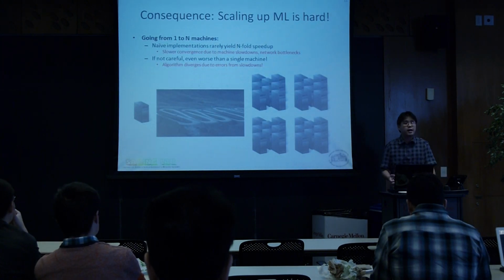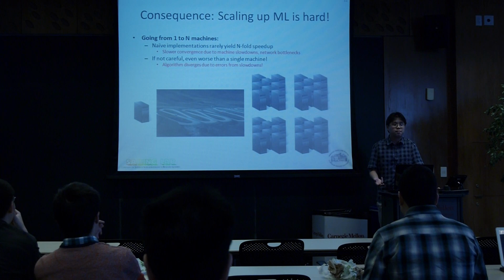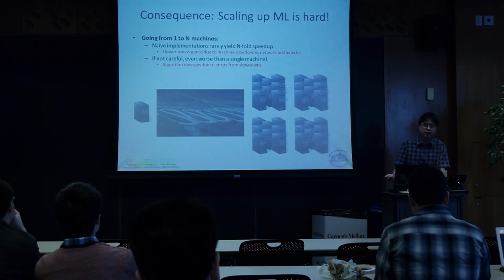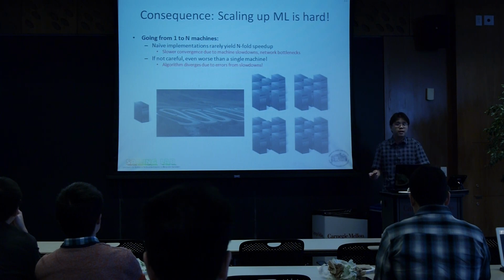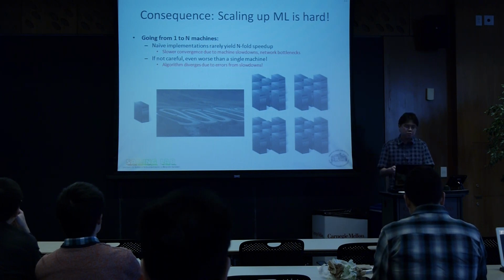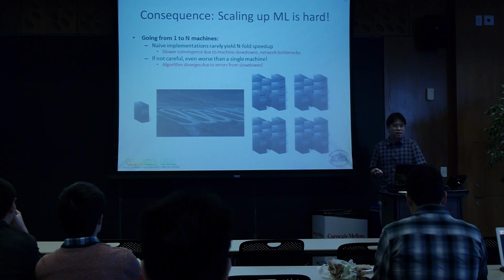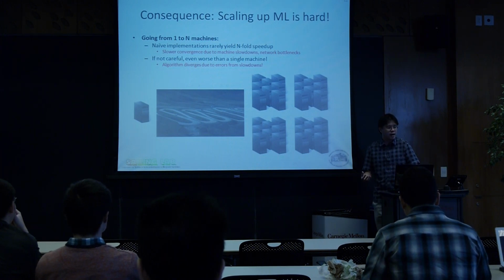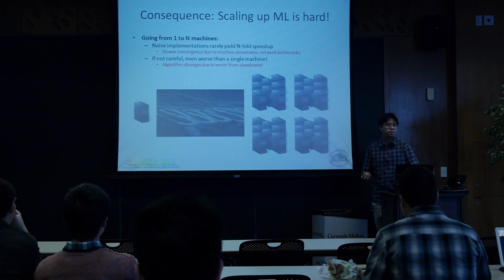So the point is that when you want to scale up ML by taking a single machine parallel algorithm and trying to run it in a distributed setting with n machines, you'll find that if you implement it naively, you rarely ever get an n-fold speedup. That's because the algorithm is converging slower due to these machine slowdowns or network bottlenecks. And sometimes, if you're not careful, you can perform even worse than a single machine because the algorithm could diverge from errors that are accumulated due to these slowdowns.